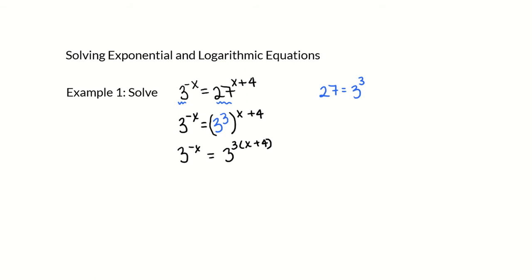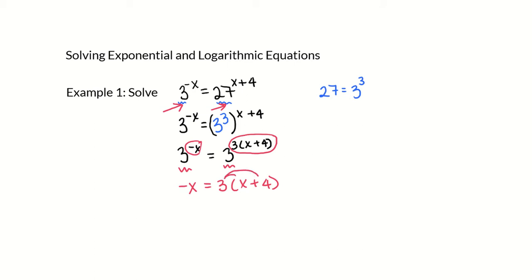we can set those two powers equal, because if 3 to something is equal to 3 to something else, then those two powers must be equal. So that means we set negative x equal to 3 times x plus 4. But we can only do this once we have the same base number, which in this case we have, the same base number of 3. So we couldn't do this at the beginning when we had different base numbers of 3 and 27. And now this is just a linear equation that we can solve.